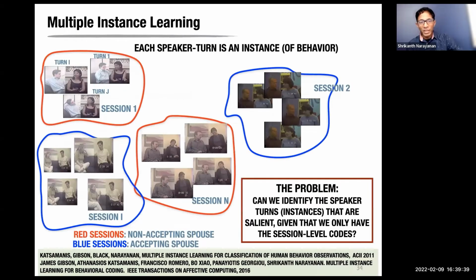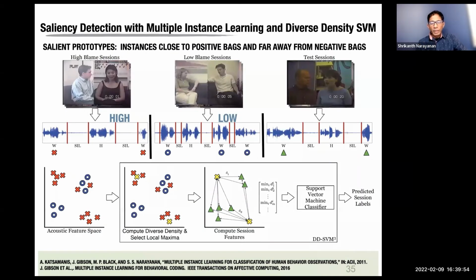So one was the work that we did using multiple instance learning. It's a kind of machine learning where we try to identify portions of data that best explain the outcome variable. In our early work, we implemented this in a formulation with support vector machines, so-called diverse density support vector machines, where the salient prototypes are, you have positive examples and negative examples, high blame, low blame, for example, and the salient instances are close to the positive examples and far away from the negative examples. And then when an unknown data vector comes in, you compare it with these prototypes, and then you use those for your classification.